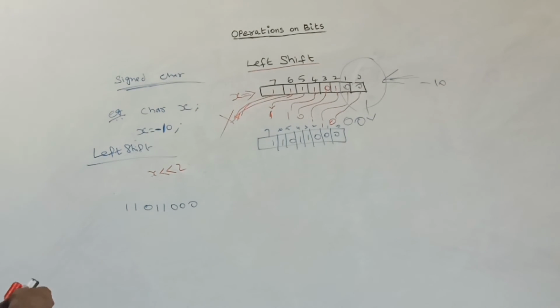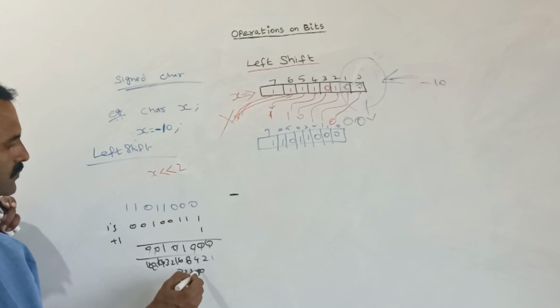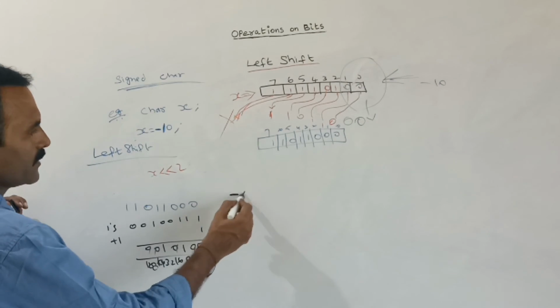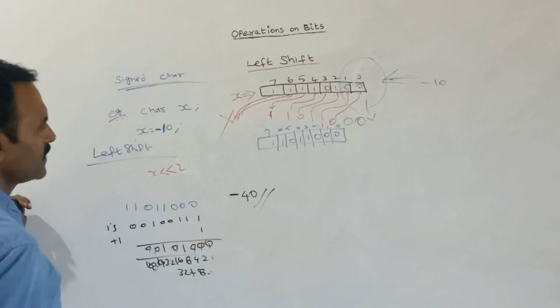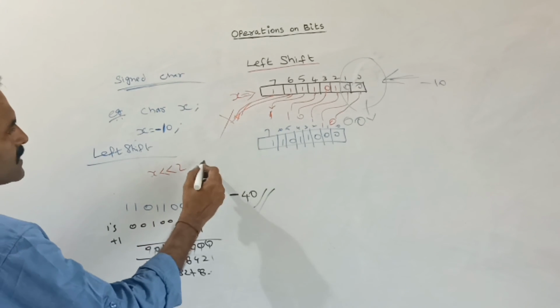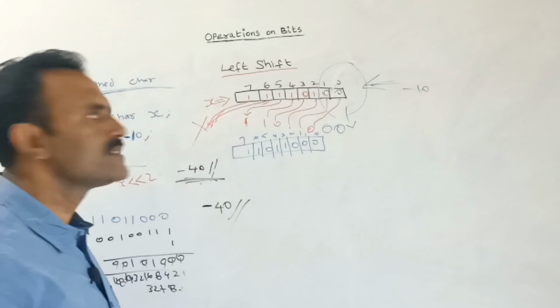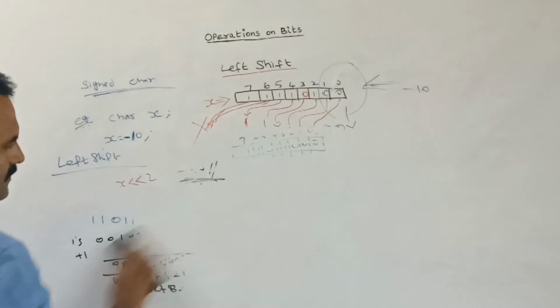If you want to convert this into the decimal number, 1 into 32 plus 1 into 8, 32 plus 8, 40. Minus 40 is the answer for this one. Suppose you are left shifting minus 10 by 2, the result is minus 40. Now let us see some examples.